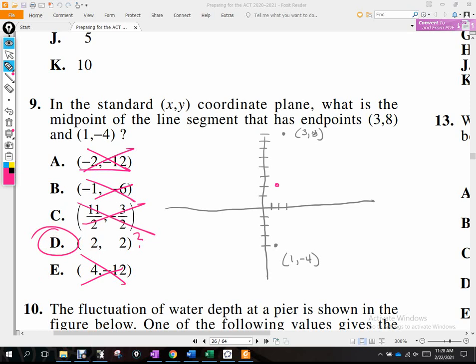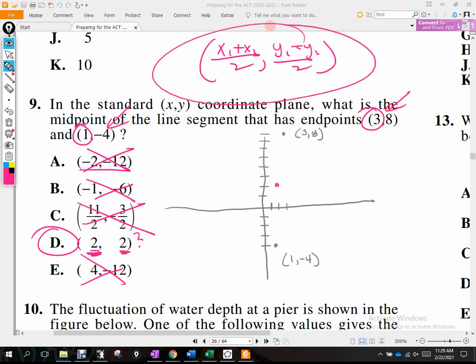No. However, if you want a formula for a midpoint, you add your x's, divide by 2, add your y's, divide by 2. So if I take these x's, add them, what do you get? 4 divided by 2 gives you that 2 right there. Take your y values, -4 and 8, add those together. What do you get? 4 divided by 2 gives you that, right?